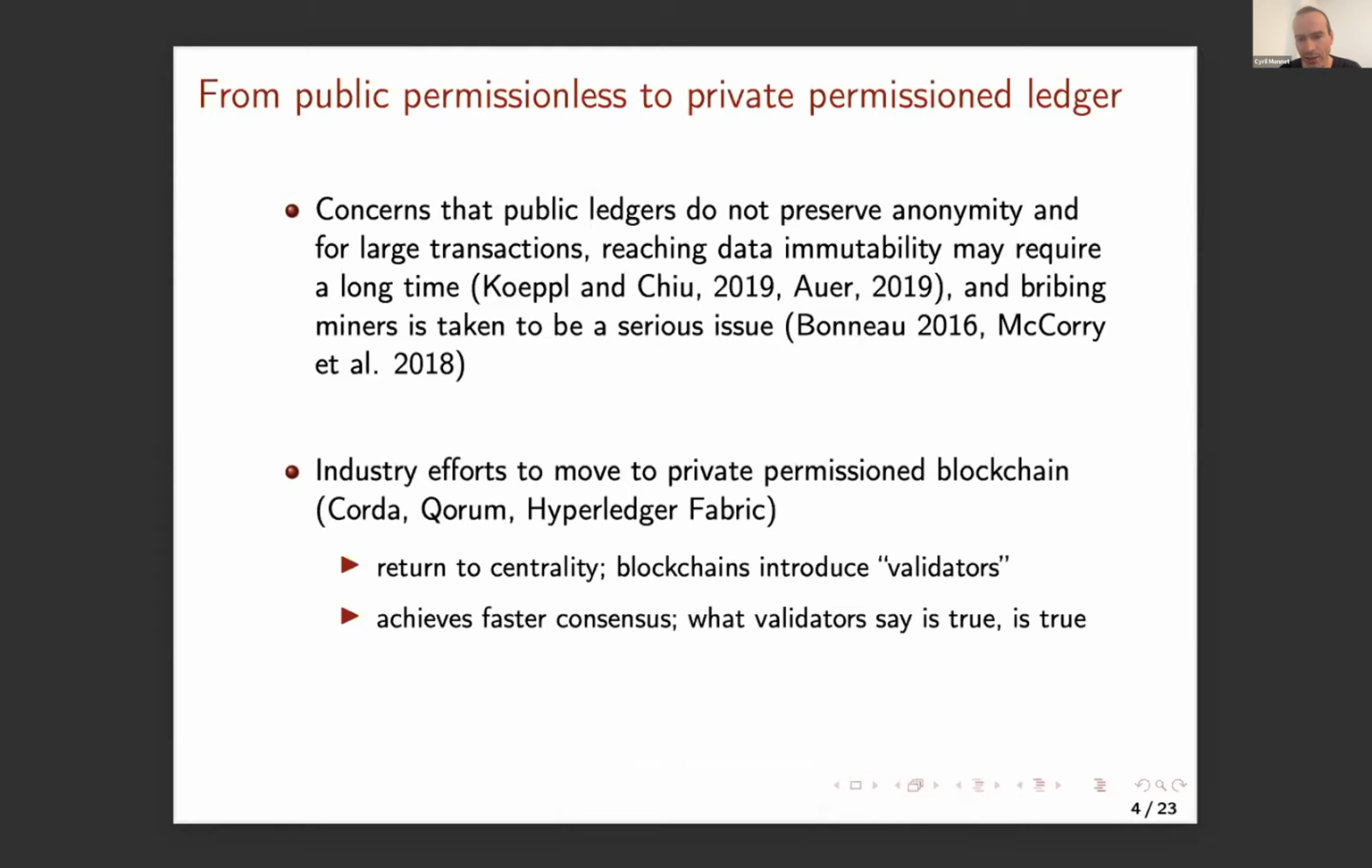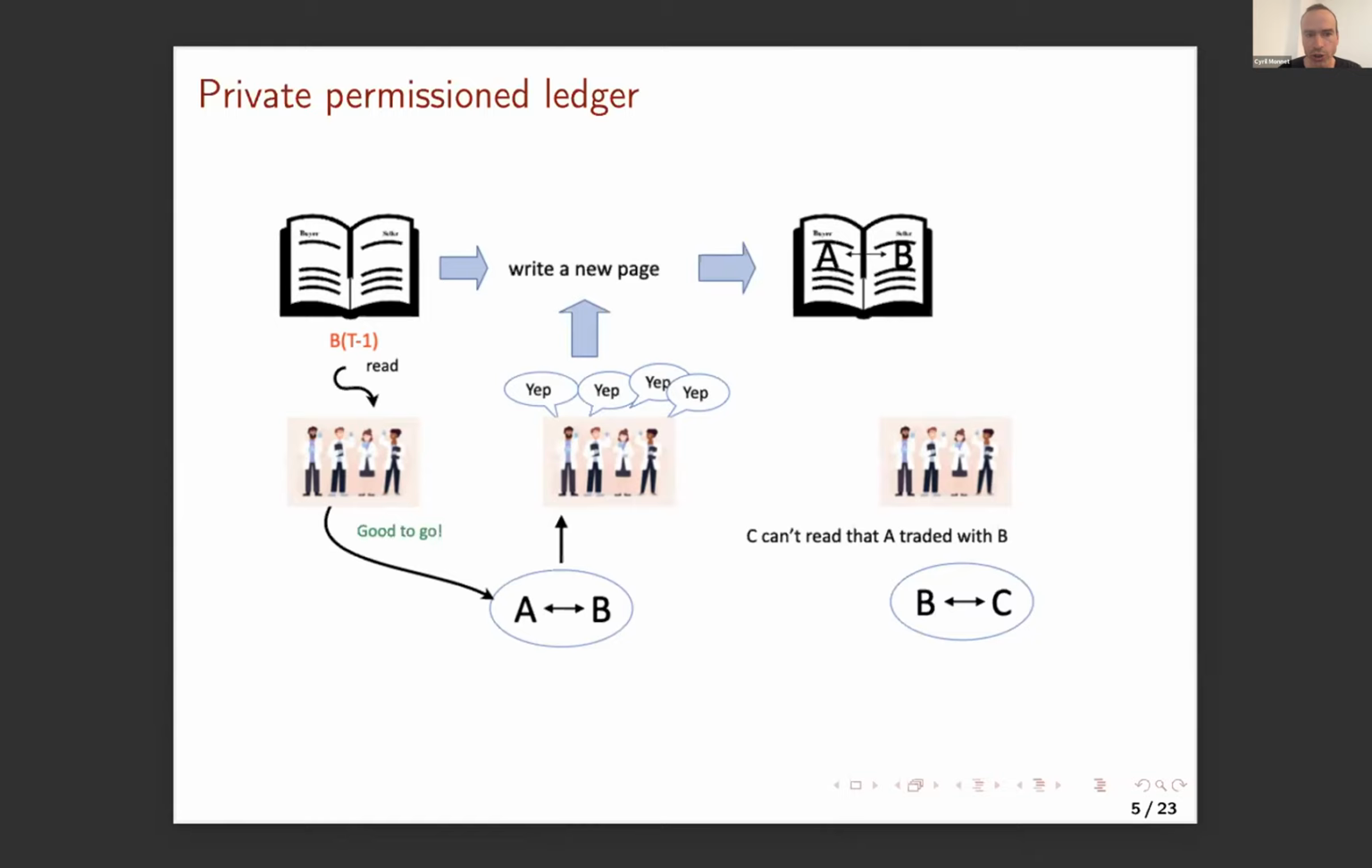So there is a return to centrality. But the return to centrality is good because it's going to preserve anonymity, and it's also going to achieve faster consensus. In particular, what validators say is true is going to be considered as true. So you don't have to go through this proof of work and so on. You just need to trust what the validators are saying. So this is how a private permissioned ledger would work.